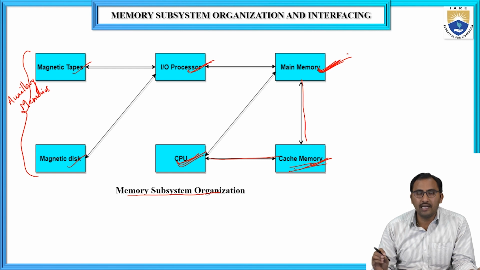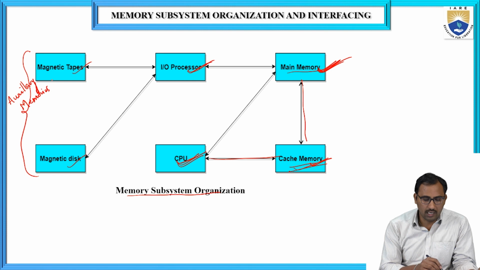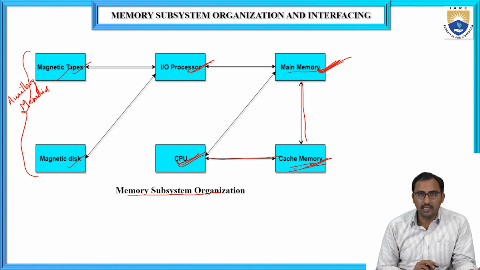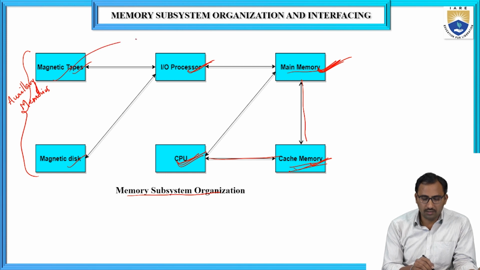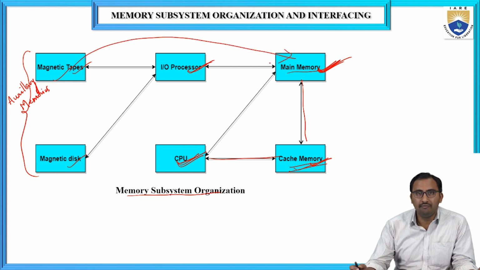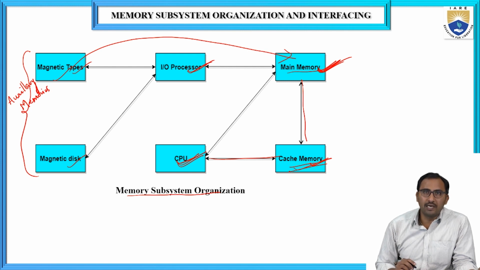The programs and software that are currently needed will be executed from the main memory. And the programs which are not required by the CPU will be stored in the auxiliary memory. And whenever it is required, those programs and software will be copied from the auxiliary memory to the main memory whenever the CPU requires. So this is the memory subsystem organization.